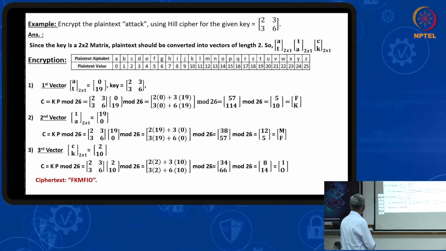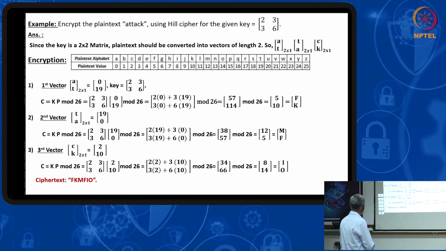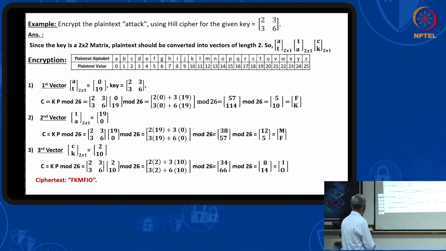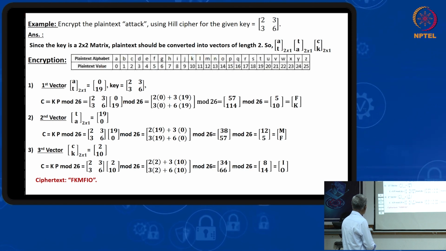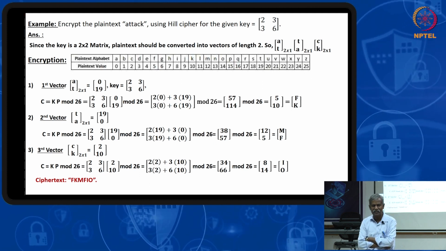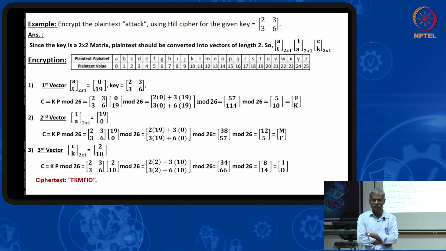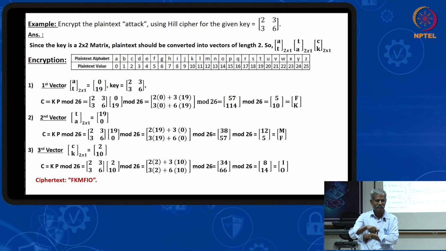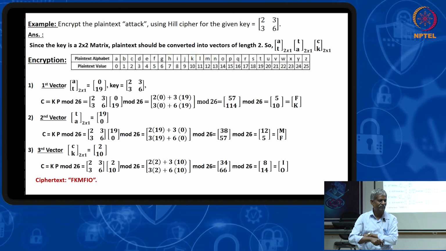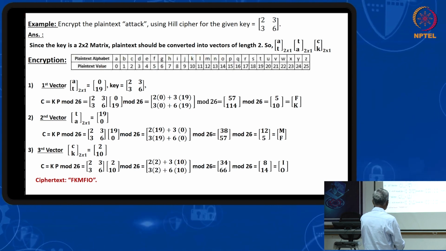The key is 2, 3, 3, 6, and C equal to KP mod 26. You have to multiply the two matrices, key into plain text. If you multiply, you are getting 2 into 0 plus 3 into 19, 3 into 0 plus 6 into 19, mod 26, which is 57, 114. How much is 57 mod 26? 2 times 26 is 52. So 57 mod 26 will be 5. 5 is which letter? F. So 5 is becoming F.